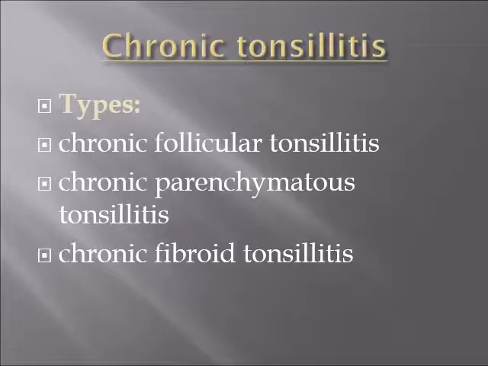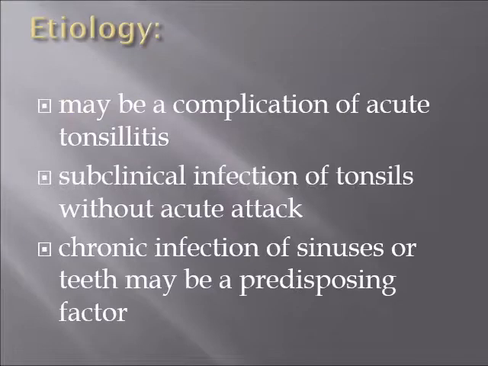If there is persistence of the acute tonsillitis, it might develop into chronic tonsillitis, which might be chronic follicular tonsillitis, chronic parenchymatous tonsillitis, and chronic fibroid tonsillitis. Chronic tonsillitis might develop secondary to the complication of acute tonsillitis with recurrent attacks, or subclinical infection of the tonsils without acute attack, or a chronic infection of the sinuses or the teeth may be one of the predisposing factors causing chronic tonsillitis.